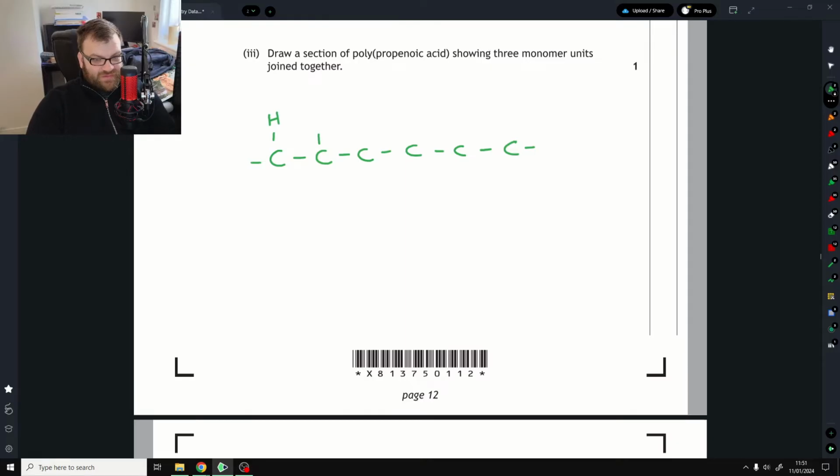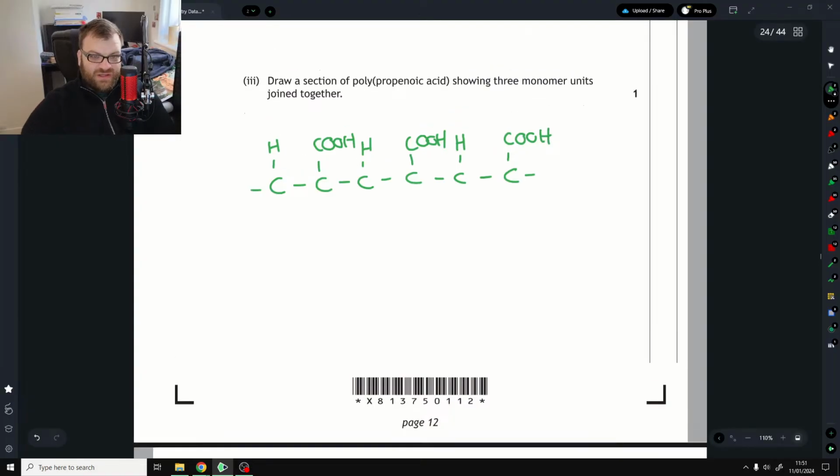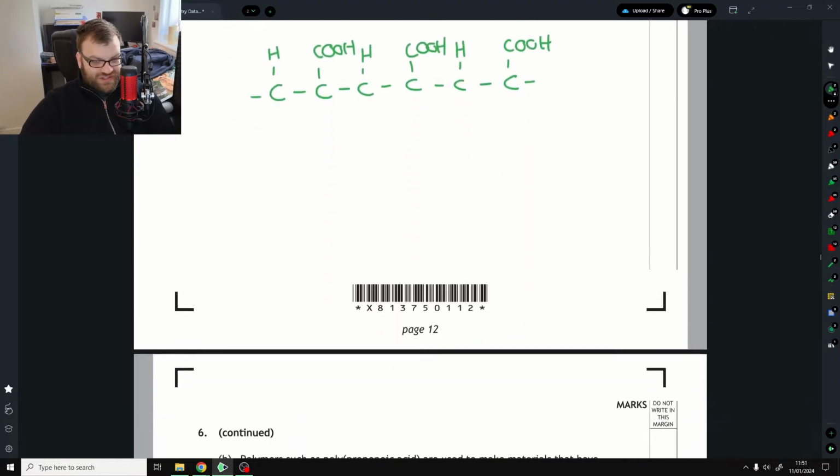The top had C, then COOH. I'm trying to make sure I space it out a bit better this time. H goes there. Carbon, COOH. And on the bottom was just hydrogens. So all of my bonds at the bottom go to H's. And that would be my answer.